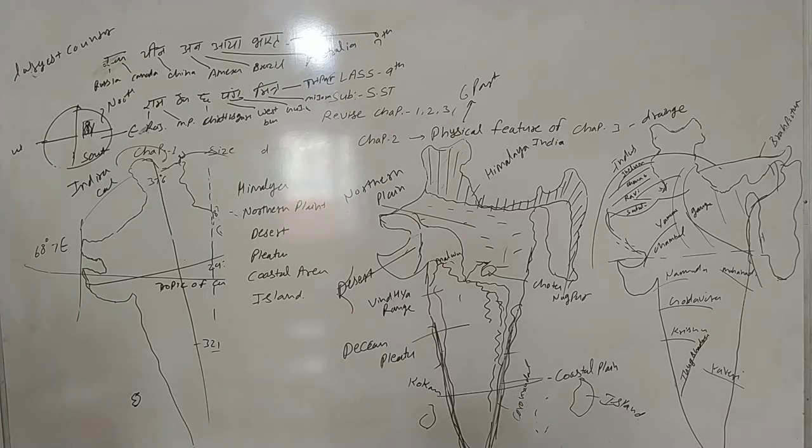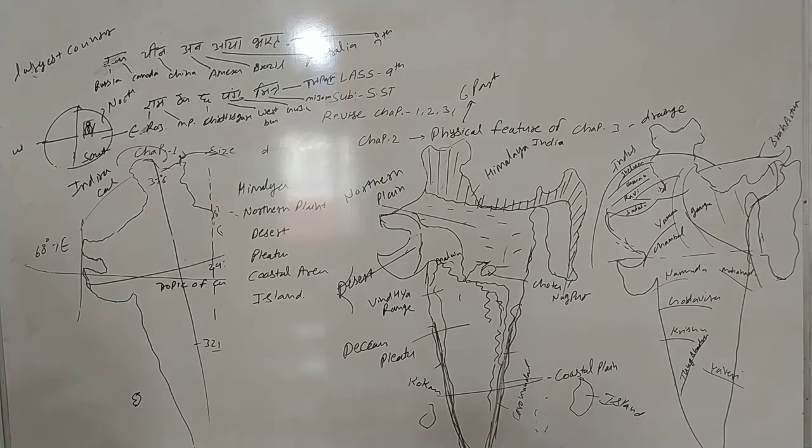First of all, we have to start from the Himalaya. Himalaya is divided into 3 parts: central part, western part, and eastern part, which is mainly given as Shivalik mountain.